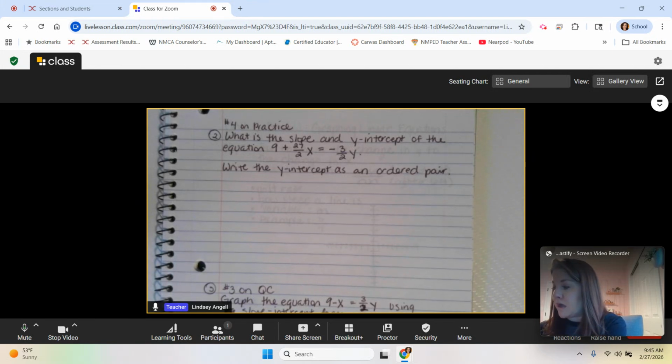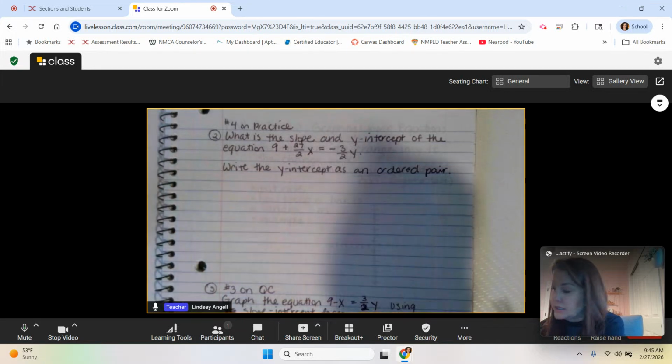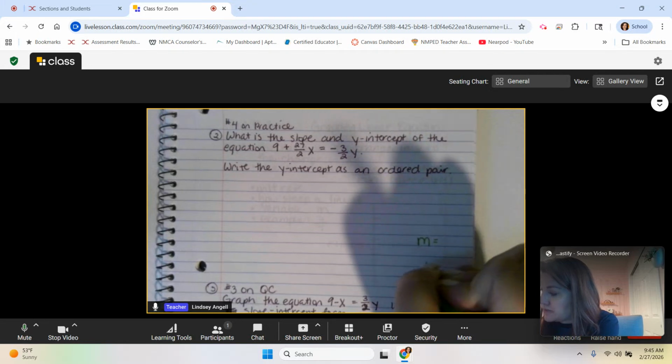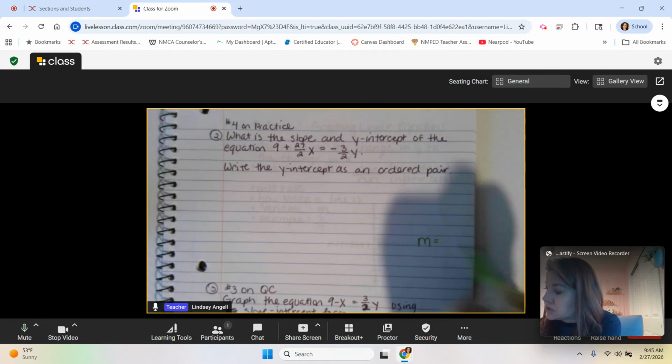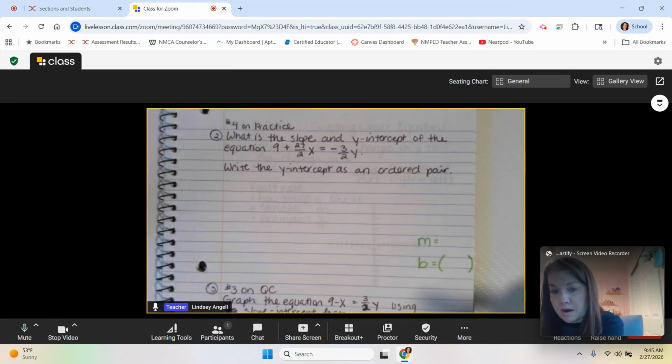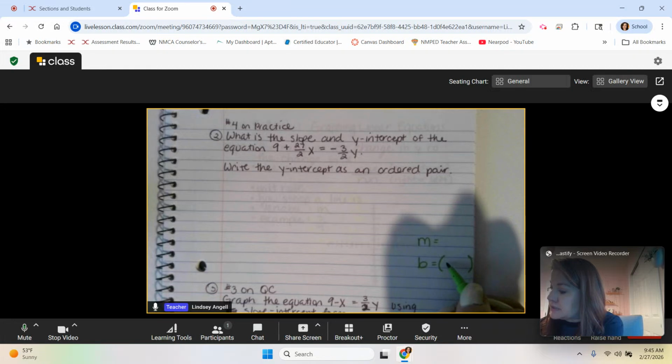So our final goal is to have our slope and y-intercept. Well, the y-intercept, it said to write it as an ordered pair, and if it's the y-intercept, that's where it's crossing the y-axis, right?